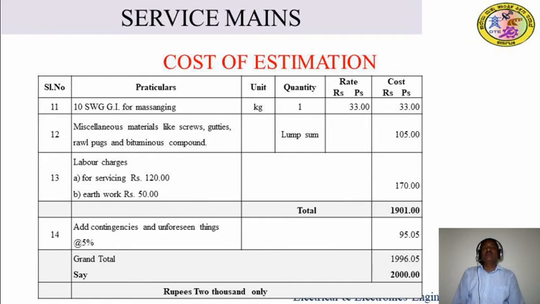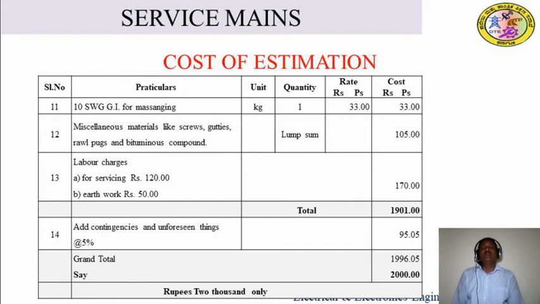Again, labor charges: for servicing 110, earthing work 50 rupees. The total cost of the labor is 170 rupees, and the labor amount should be put directly in the cost column. This labor cost can vary, it is not fixed, depending on the skilled person and on the conditions of providing a service line. So this value can change. Therefore, if you add all the cost column values, you get a total amount of 1901 rupees.